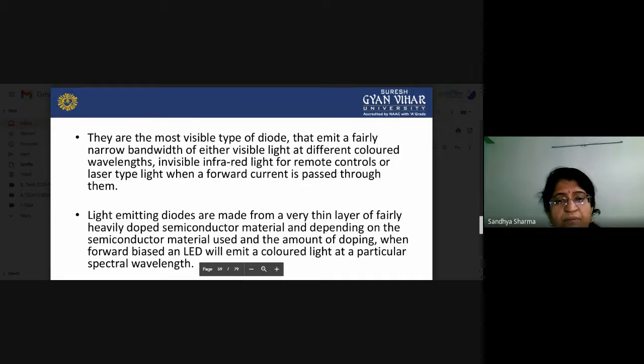Since our light emitting diodes are made from a very thin layer of heavily doped semiconductor material, you have to know that your semiconductor should be heavily doped, and that particular very thin layer of LED material is used in this particular work.